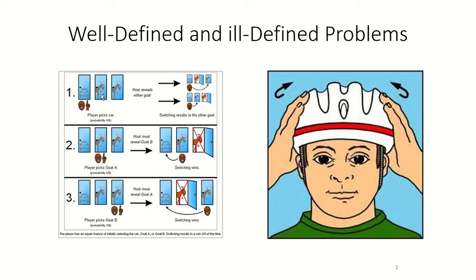This is completely well defined, right? Everything is known. All the options are known. All the probabilities are known. And you make decisions based on that to try to solve it.